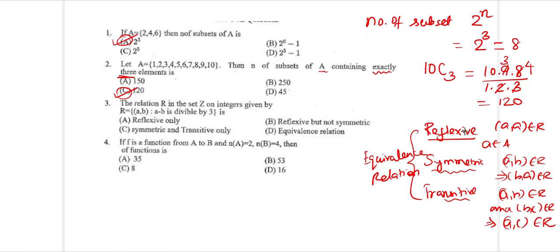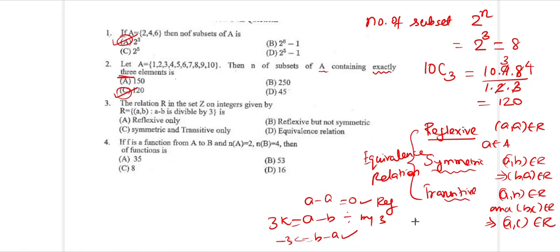The first one, reflexive, is A minus A. A minus A is 0 and 0 is divisible by 3. So this relation is reflexive in nature. If A minus B is divisible by 3, I can write A minus B as 3 times K. So what will be B minus A? B minus A will be minus 3 times K, which is also divisible by 3. Therefore, it is symmetric.